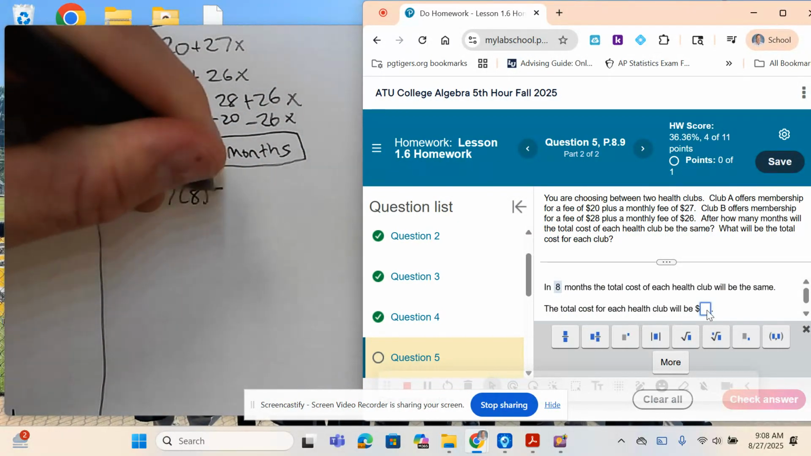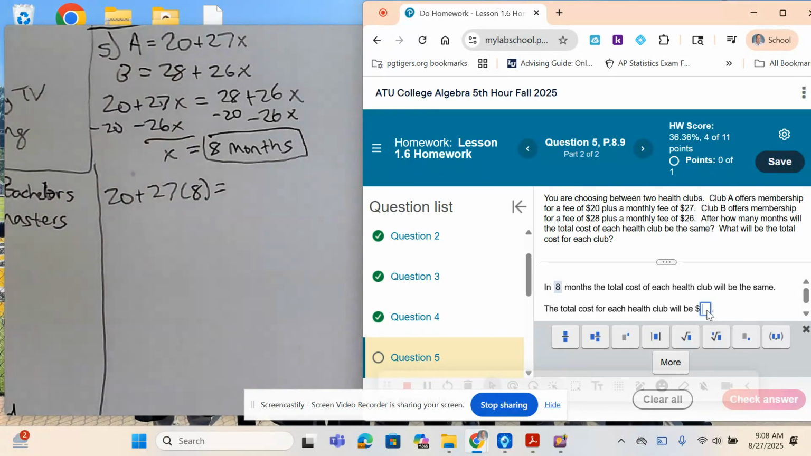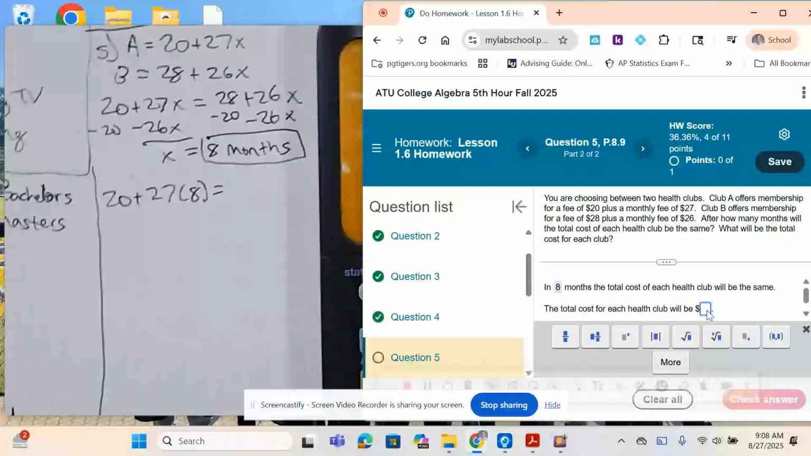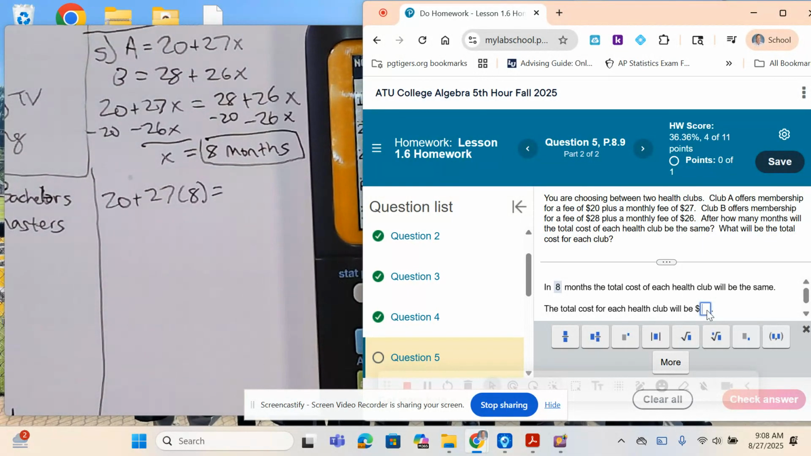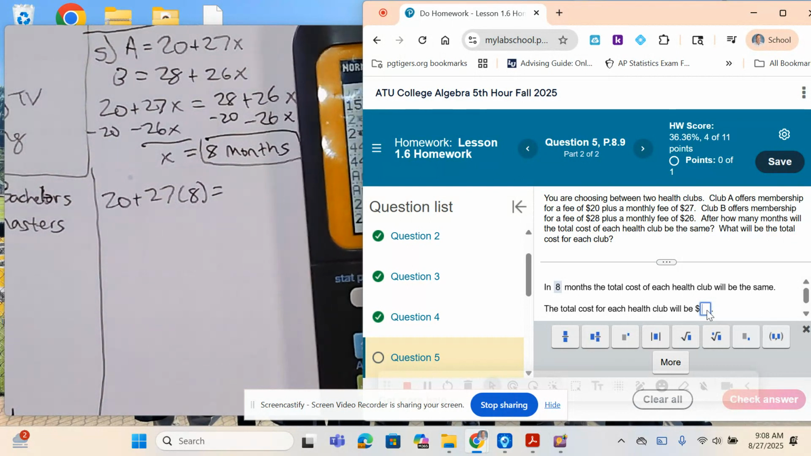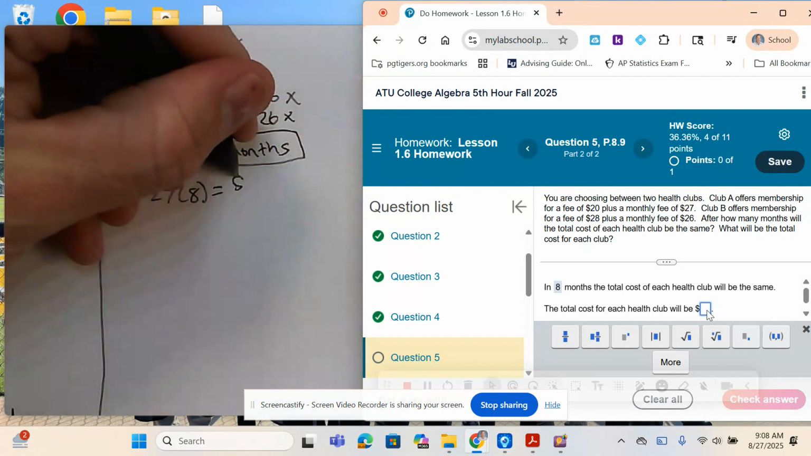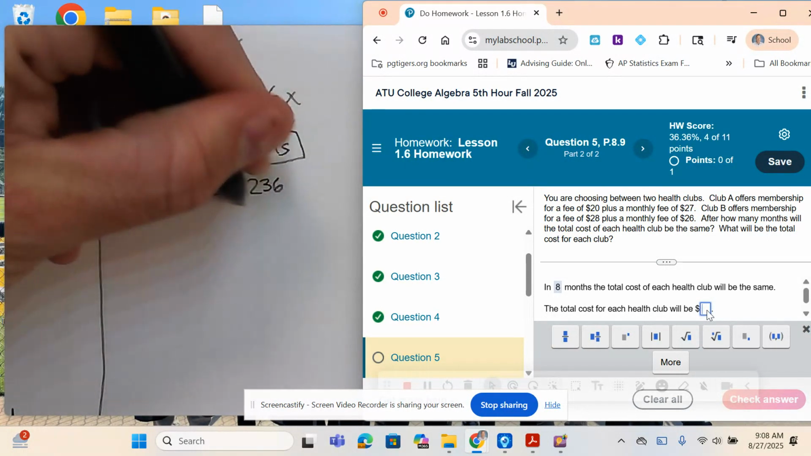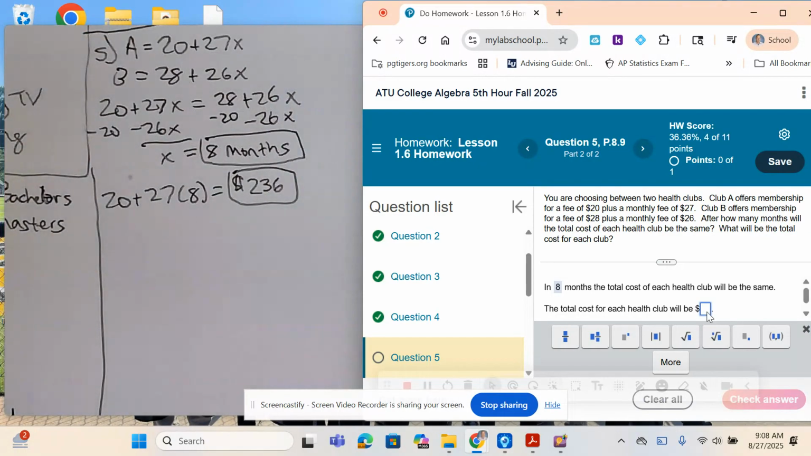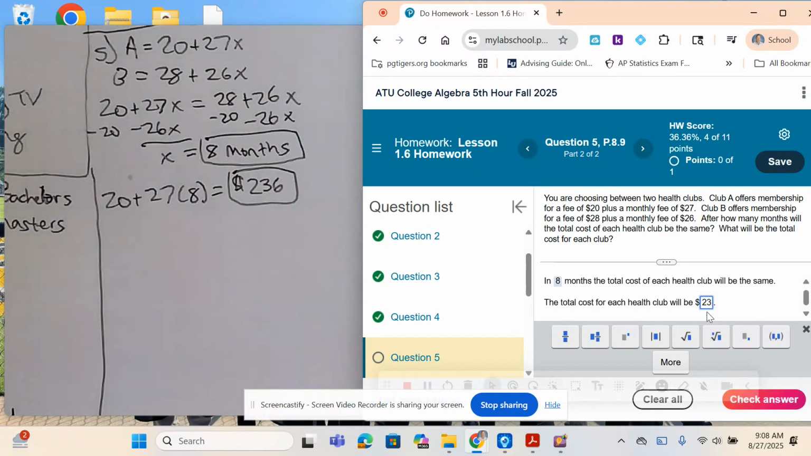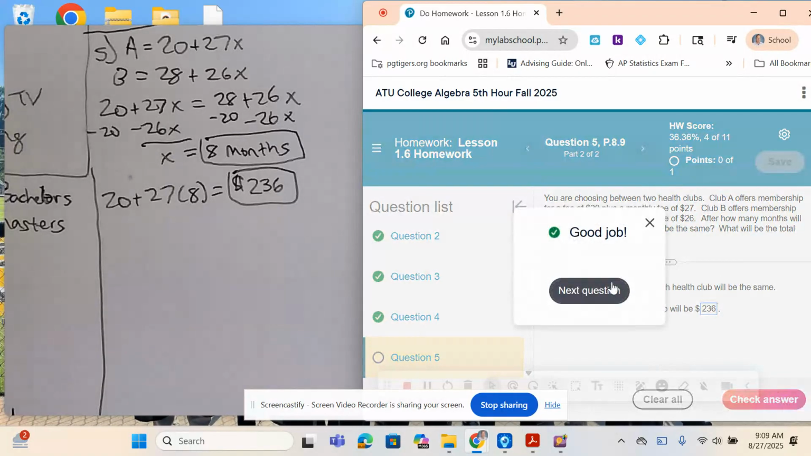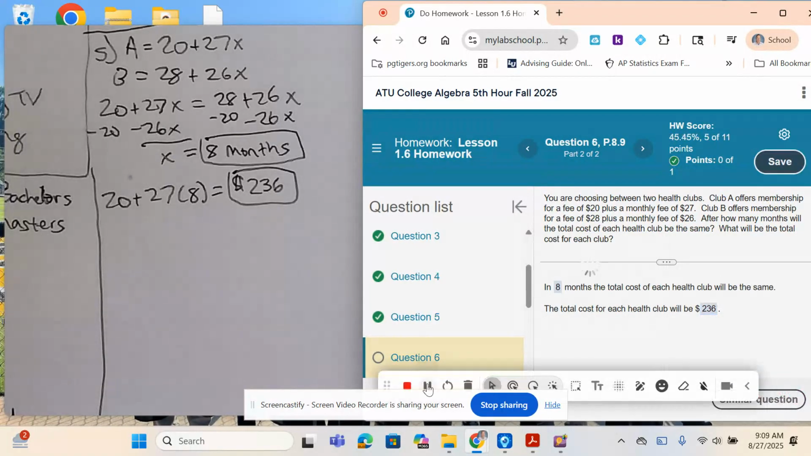27 times 8. So it doesn't matter which one you pick. So 20 plus 27 times 8, $236. So you just pick one of those equations, whichever one you like. You can pick the top one, you pick the bottom one, and that's your answer.